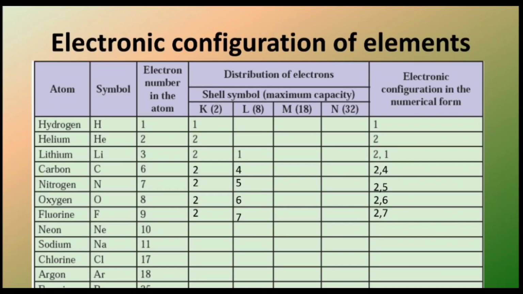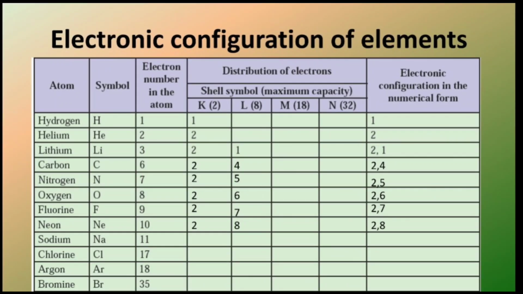Next atom is an atom of fluorine. Its atomic number is 9. Remember, electrons will get distributed 2 in the first shell, 7 in the second shell. So electronic configuration is 2, 7. Now look towards the neon. How the electrons are distributed in neon. So 10 is the atomic number. 2 electrons will go in the first shell and 8 electrons in the second shell. Therefore, electronic configuration will be 2, 8.